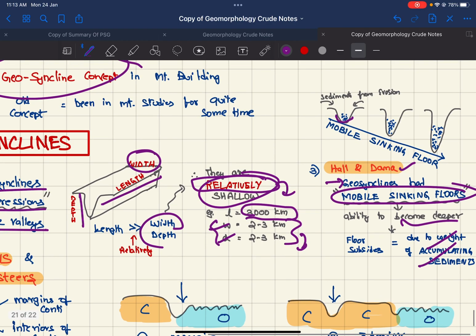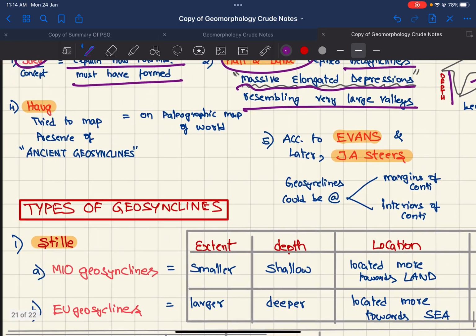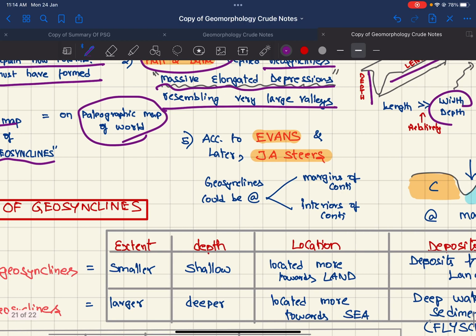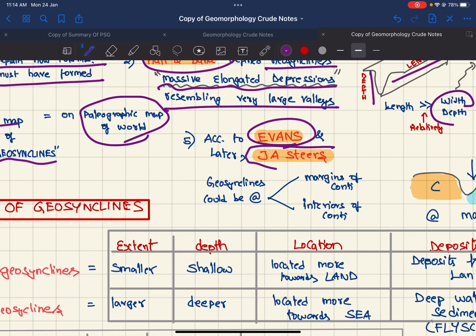So initially this is the floor, and due to the sediments from erosion and the weight of the sediments, the floor will sink and become deeper and deeper. So this is a mobile sinking floor. Next we have Haug, who tried to map the presence of ancient geosynclines using the paleogeographic map of the world. And next, according to Evans and later according to J.S. Stille, geosynclines could be at margins of the continent or interiors of the continent.